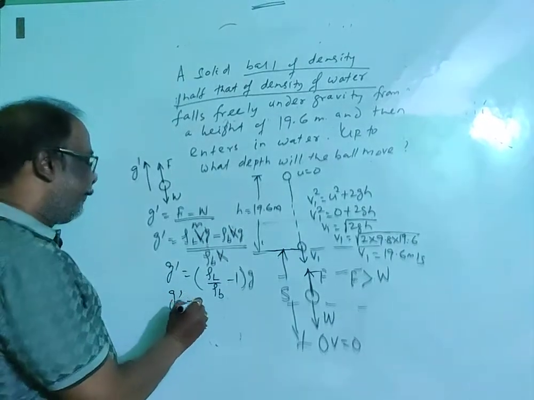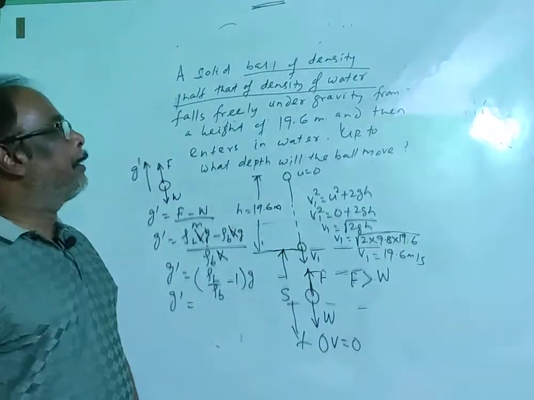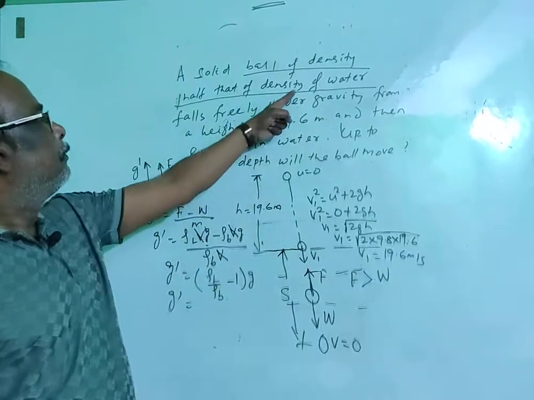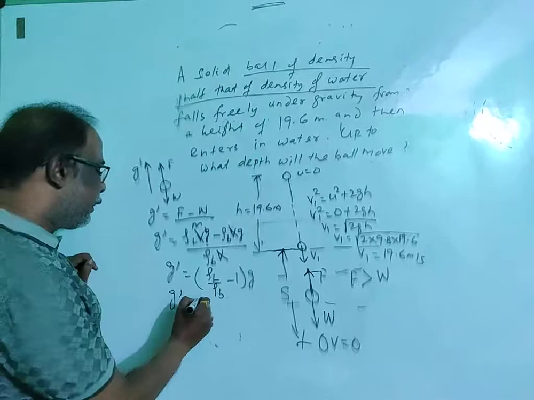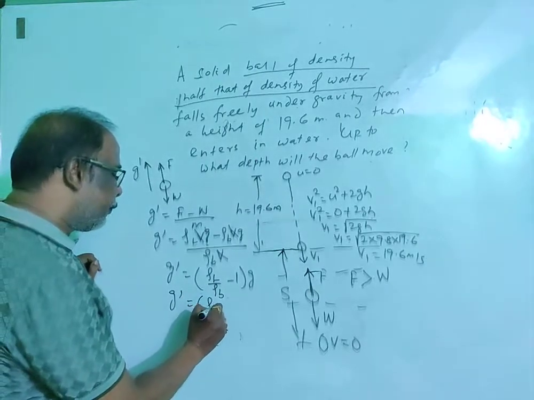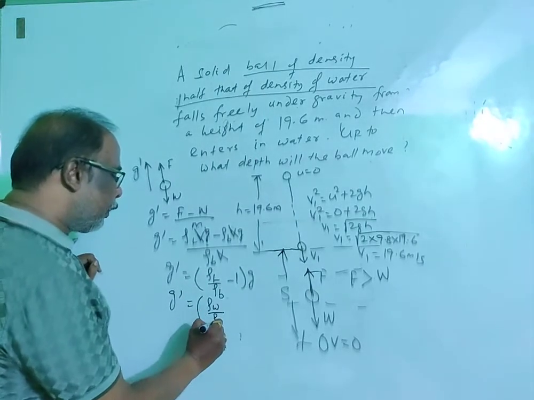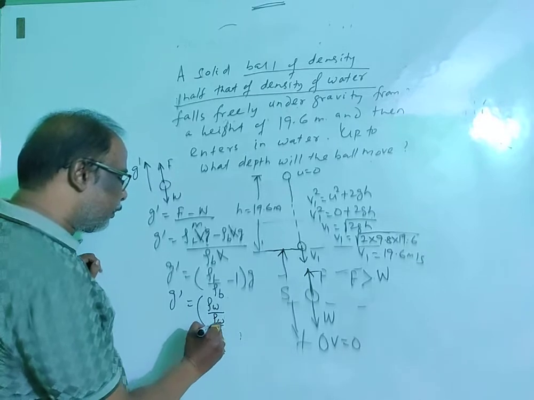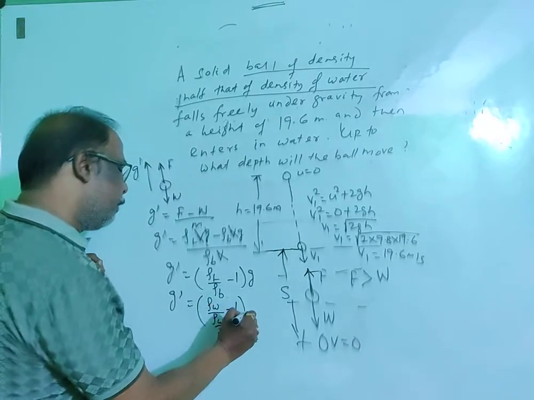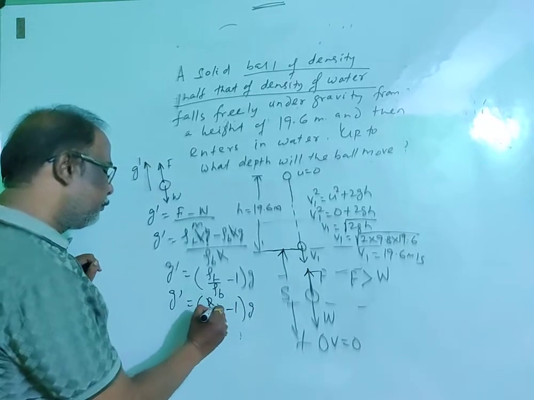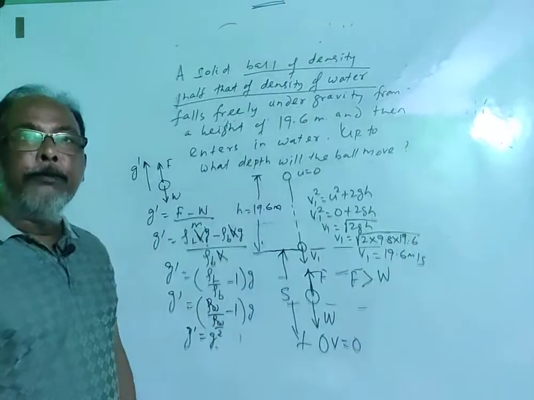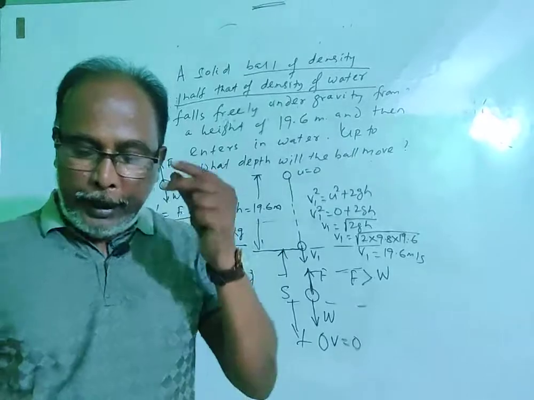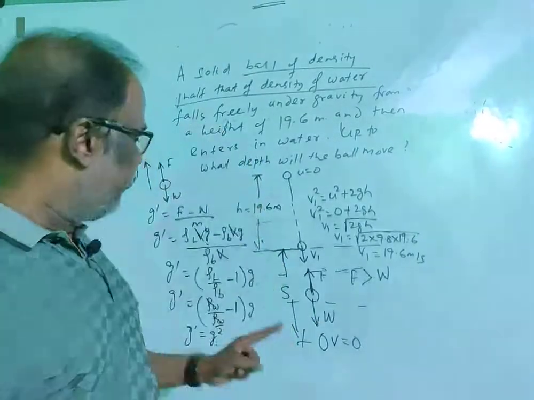Then density of liquid means density of water. Solid ball of density half the density, you take. This is density of water, and density of body is half the density of water, minus 1, into G. So it will come 2 minus 1. So G dash is equal to G. Is it clear? G dash is equal to G.